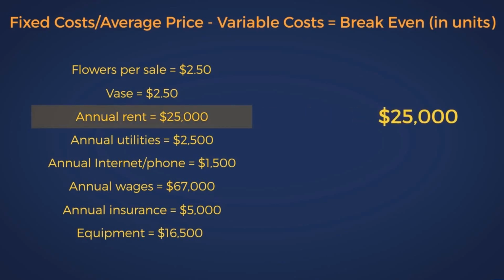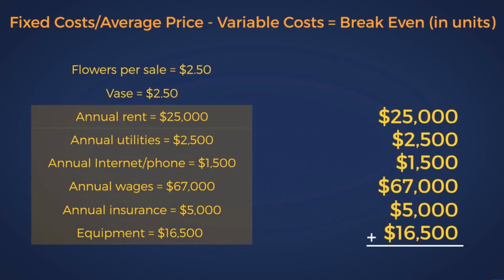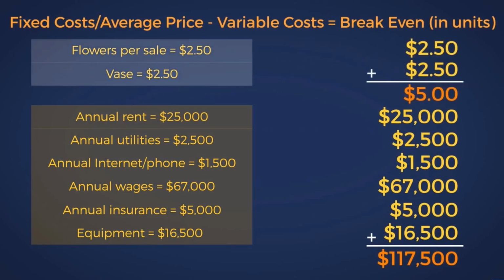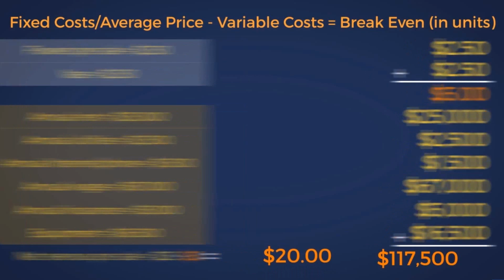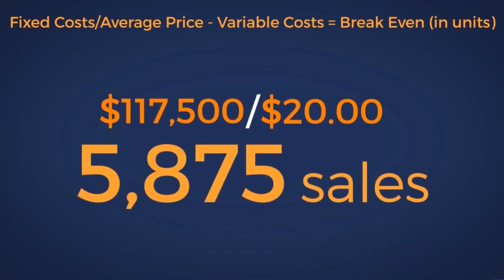First, add the fixed costs: rent, utilities, internet, wages, insurance, and equipment, for a total of $117,500. Then add the variable costs for flowers and vases, for a total of $5. Subtract that from the net revenue per sale, and we get $20. With these values, we can now calculate the number of sales or units required to break even. So, $117,500 divided by $20 means that Leslie will need 5,875 sales to break even in her first year.